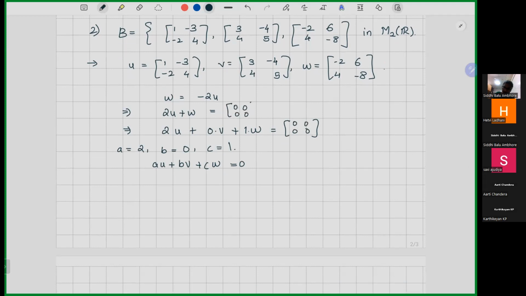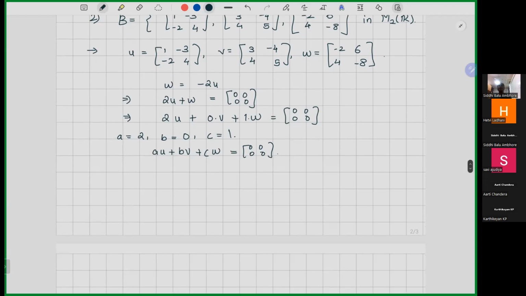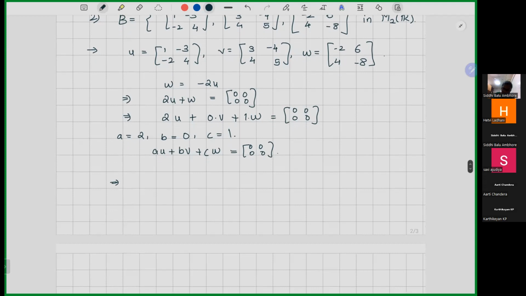Okay, do not forget that this 0 is not the normal 0 in real. Okay, so 0 0 0 0. And we have a set of scalars such that at least one of them is non-zero, but the linear combination is giving me the 0 of the vector space. So this implies what? This set U, V, W, that is our B, is not linearly independent, or it is linearly dependent.